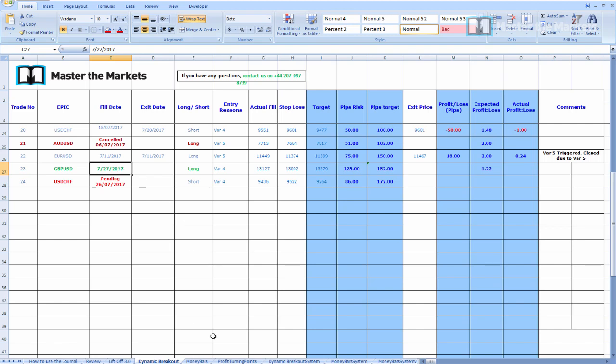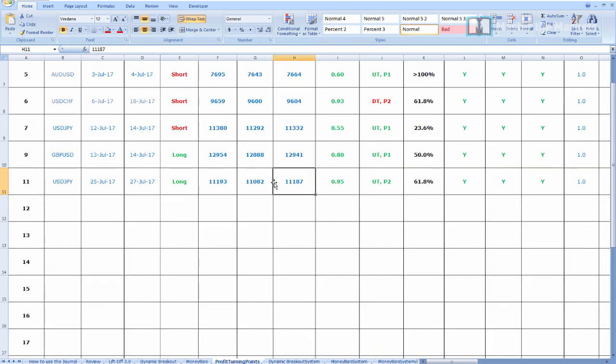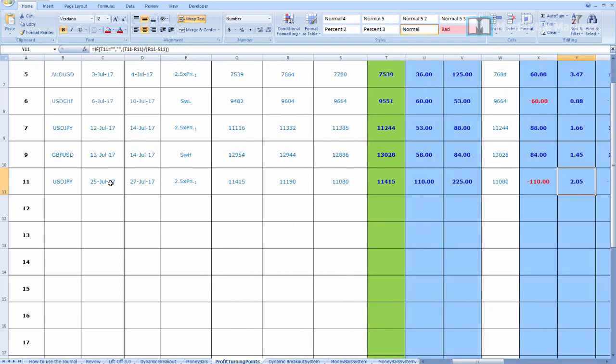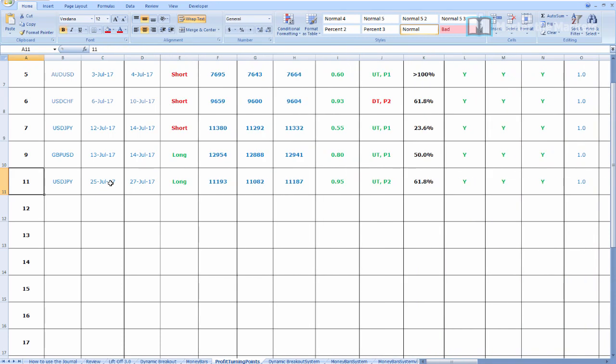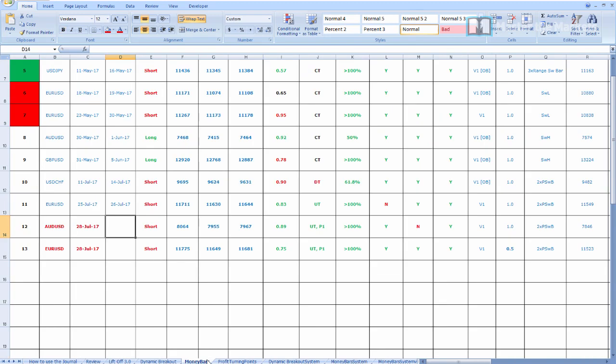And then we have profit turning points. We did take 1 trade this week on dollar yen, and we took a hit of about 110 pips. Okay, we took a hit of that 110 pips, and then finally we got money bars.